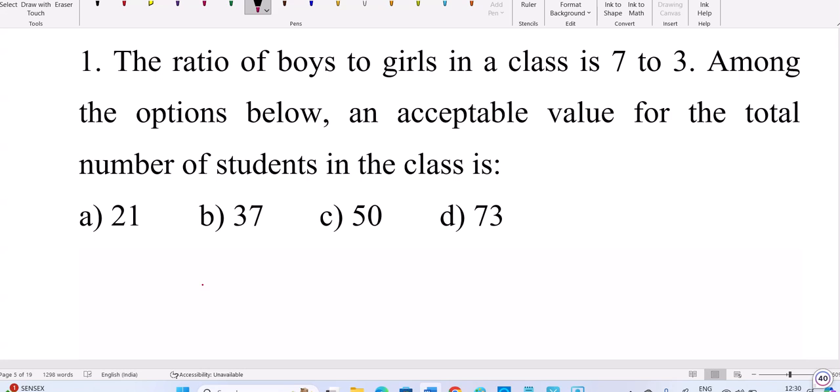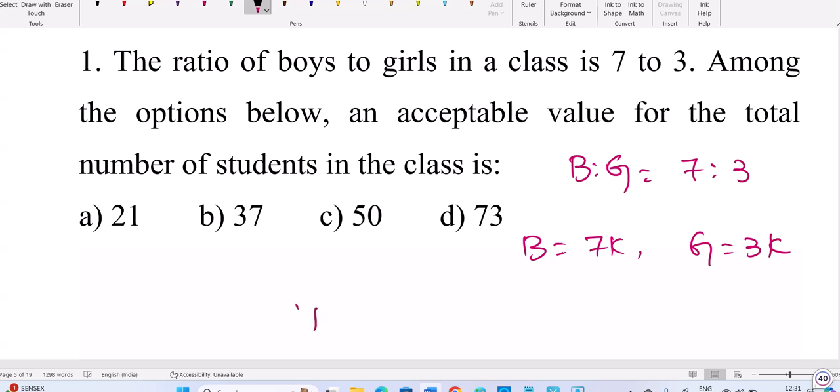The ratio of boys and girls is 7 to 3. Now, what is the acceptable total number of students? So, boys are 7K, girls are 3K. Total strength will be boys plus girls, which is 10K. And the answer is option C. Sometimes in placements they'll ask which cannot be possible.